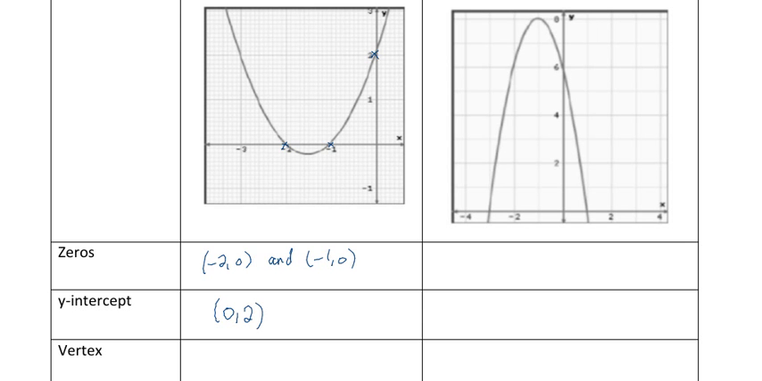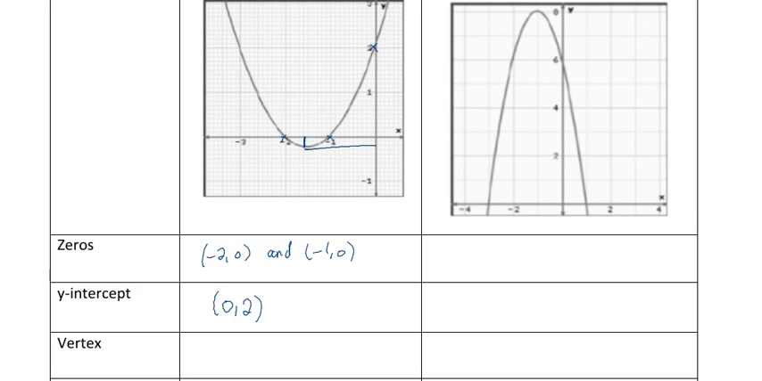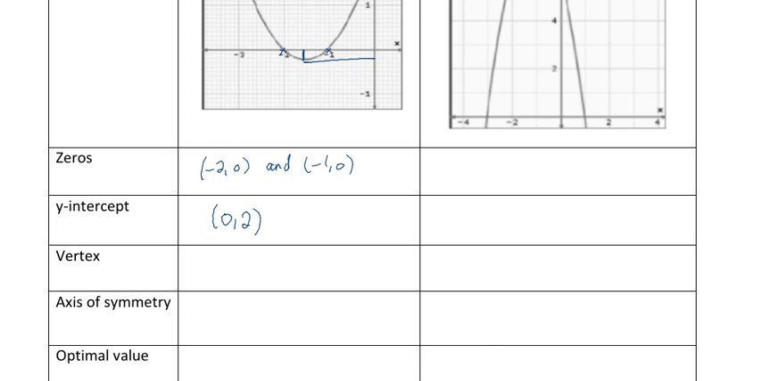Negative 1.5 and what is it? I think it's negative 0.25, because this 0.5 is right here. So that's negative 1. It's right here, so it's like a point. So that looks like negative 0.25. So the vertex is negative 1.5 and negative 0.25.